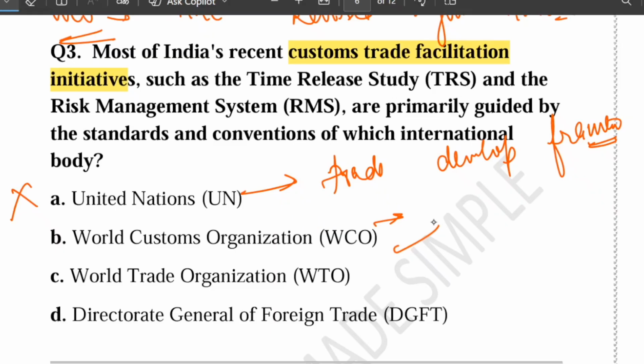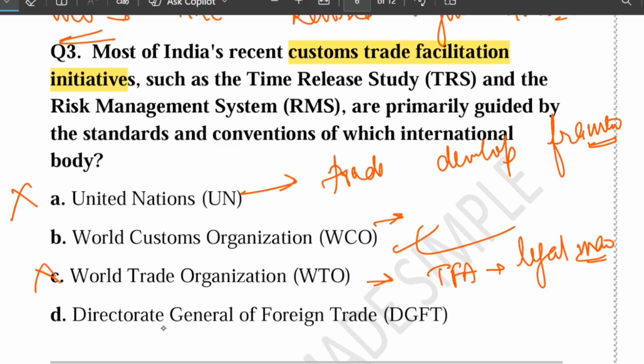What about WTO? WTO provides the legal mandate via TFA. What is TFA? TFA means Trade Facilitation Agreement, but it is not an operational tool, right? And what about the DGFT? DGFT is the domestic agency for Foreign Trade Policy, FTP, not a global customs standard. So the correct answer to this question is option B.